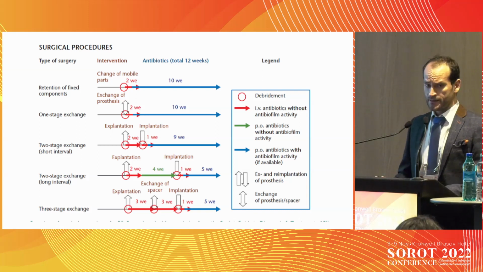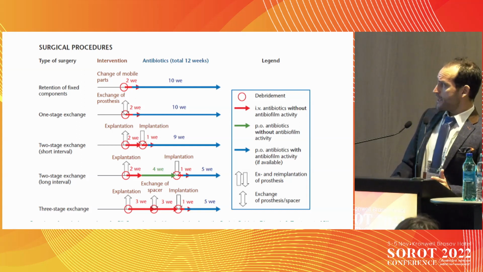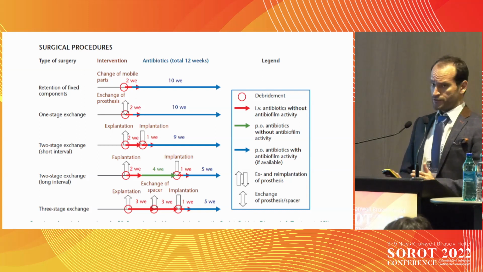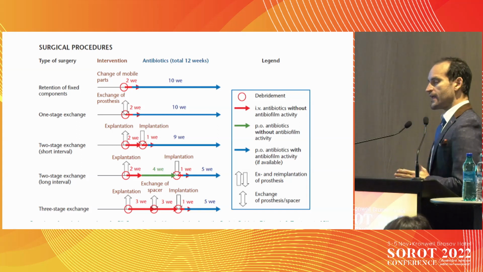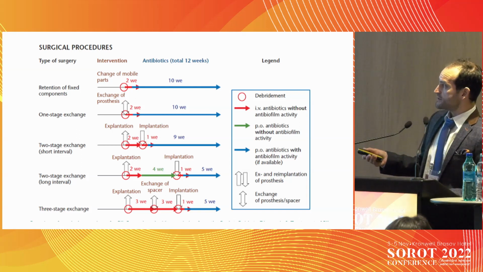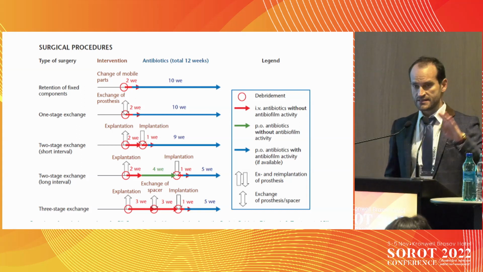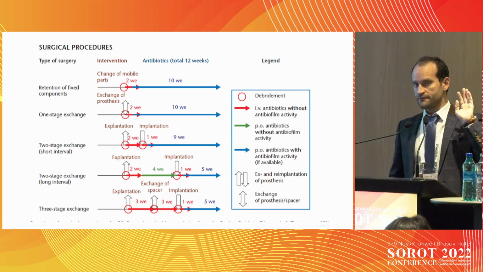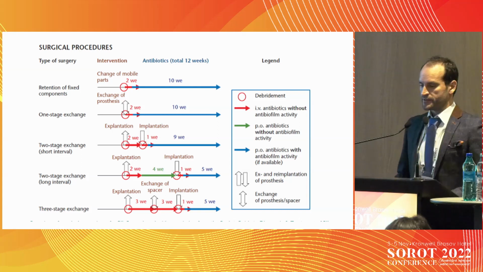We have a PJI, we do our surgery. What do we do? If it's an acute PJI, again, we have to deal with biofilm here. We consider the PJI as not having a biofilm. That means that we can remove the mobile parts, and we can retain the fixed components. This is for 4 weeks, okay? We give 2 weeks of antibiotics through the vein, and then oral antibiotics.